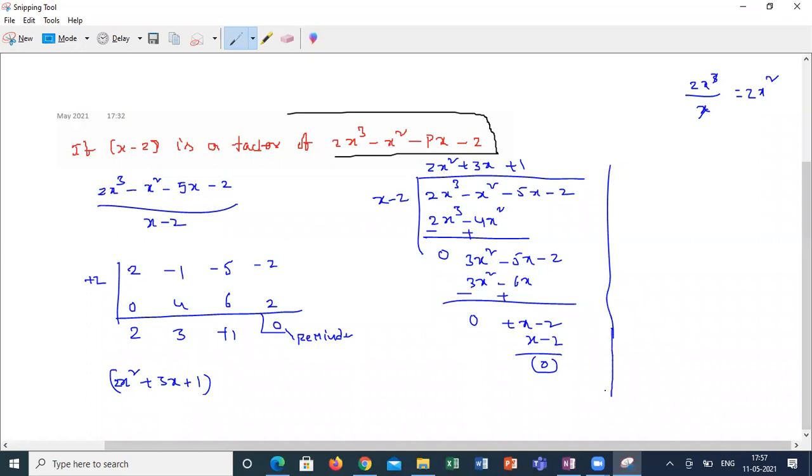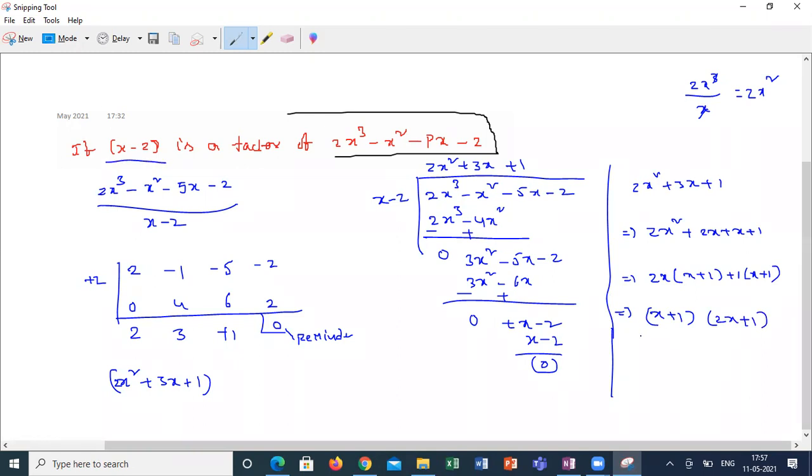So how to factorize again 2x square plus 3x plus 1, splitting the middle term. Anyone can give the split of the middle term? x plus 1, 2x plus 1. So the factors are x minus 2 is one factor, x plus 1 is another factor.